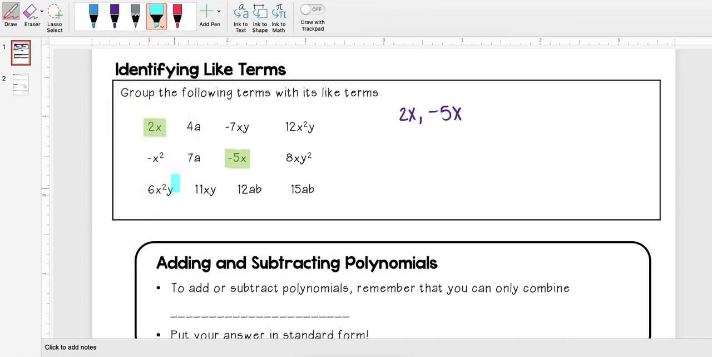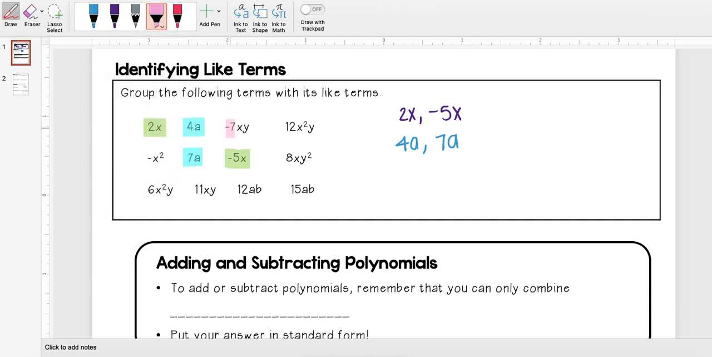Okay, let's look for another one. I have 4a, so I'm looking for just the variable a. If you notice, 2x and 4a weren't like terms because they don't have the same variable. I see another one that just has an a is the one below it. Okay, let's look for another one.